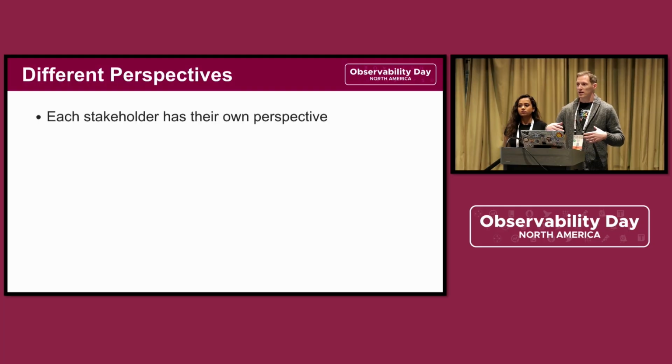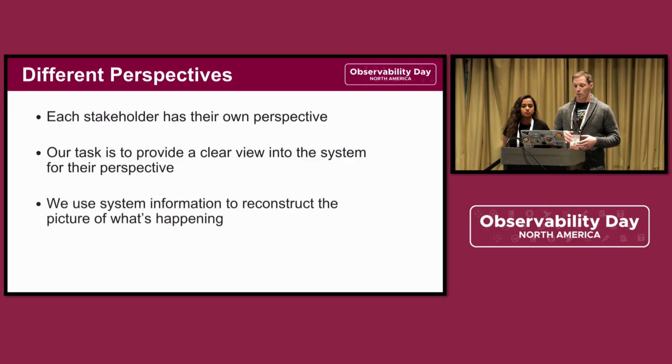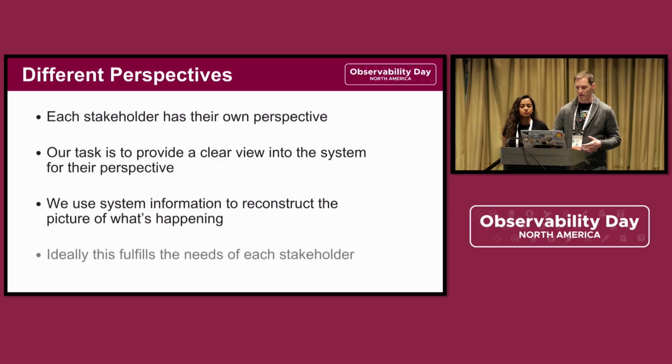So they bring these different perspectives into the world of observability. And our task, our job, is to provide a clear view into that system for their perspective, right? So that we can fulfill their needs. Right? We use system information in order to do that, but it's incomplete, right? Our job is to compile it back together, and ideally, that provides them the view of the system, the complete picture that answers their question.